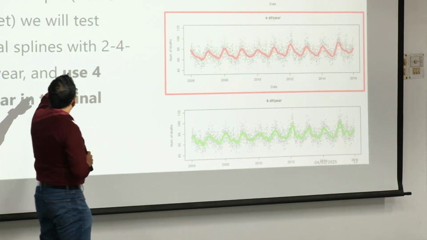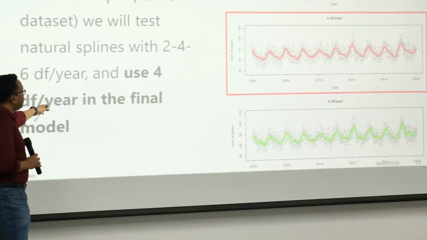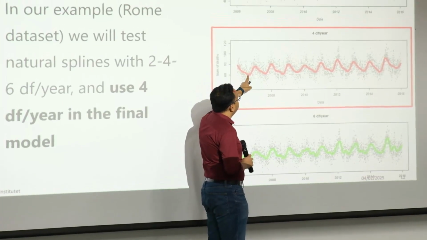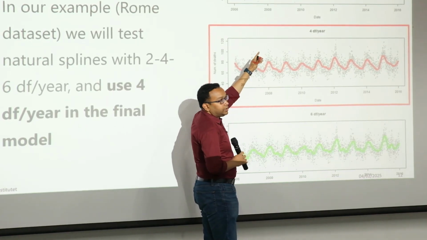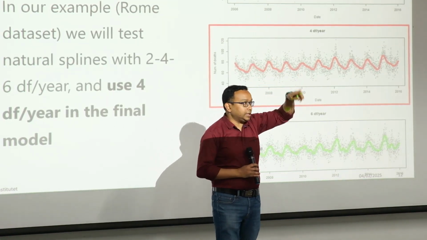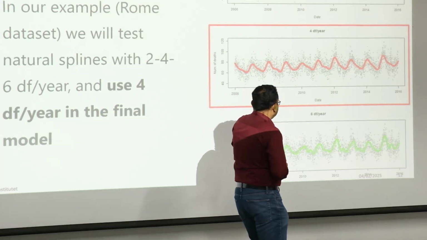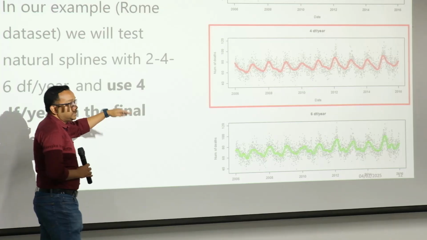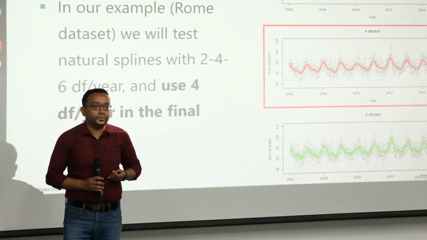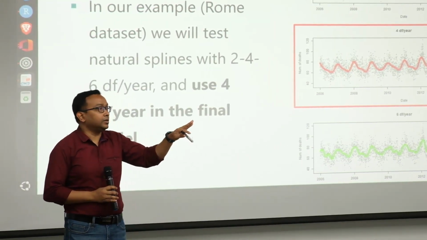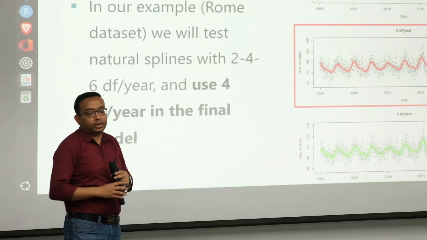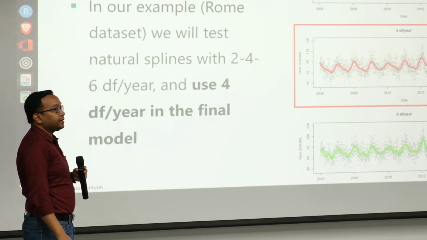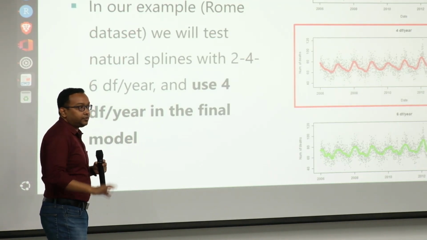Let's say you use 4 degrees of freedom per year, which is the final one that they are using, because there is a small bump here. That one is 2 degrees of freedom per year, the one that I showed you, with 2 changes. This is 6 degrees of freedom, so this is becoming too wiggly. For the choice of degrees of freedom, you can do model selection based on the AIC or any other criteria. The other way is to let the data decide using a B-spline approach, and then it will tell you the estimated degrees of freedom per year.